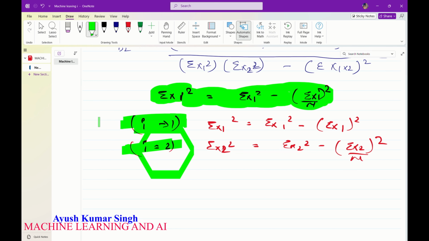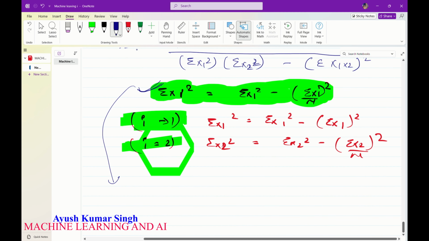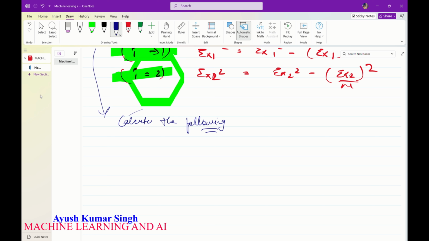After that, what you need to do is, after finding this equation, our calculation is still not complete. So after doing this, what you need to do is calculate the following. First, you have to calculate y, x1, x2. Okay, so this will be our first one.